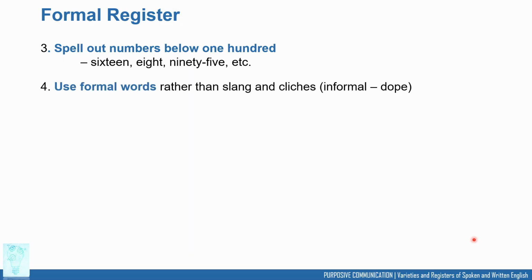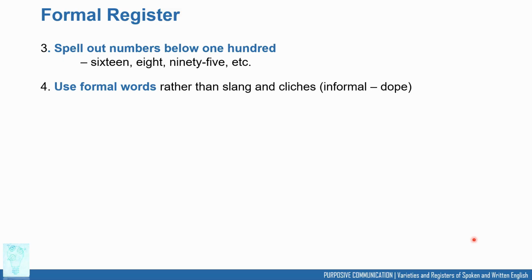Fourth, use formal words rather than slang and cliches. For example, when you are going to write something about how nice a place is, you're not going to use dope, as in "The place was so dope," because dope is an informal word. So know what slang and cliches are. Review examples of slang and cliches, and avoid them.